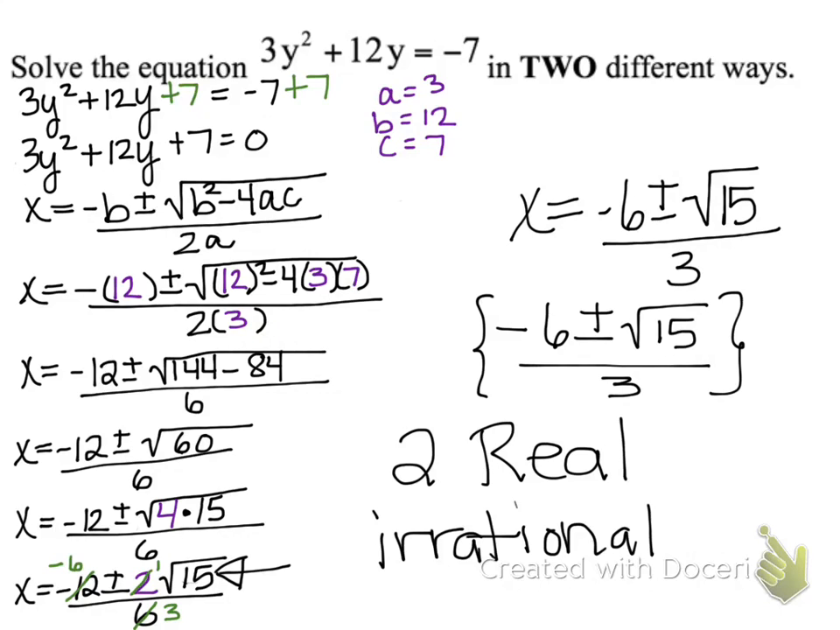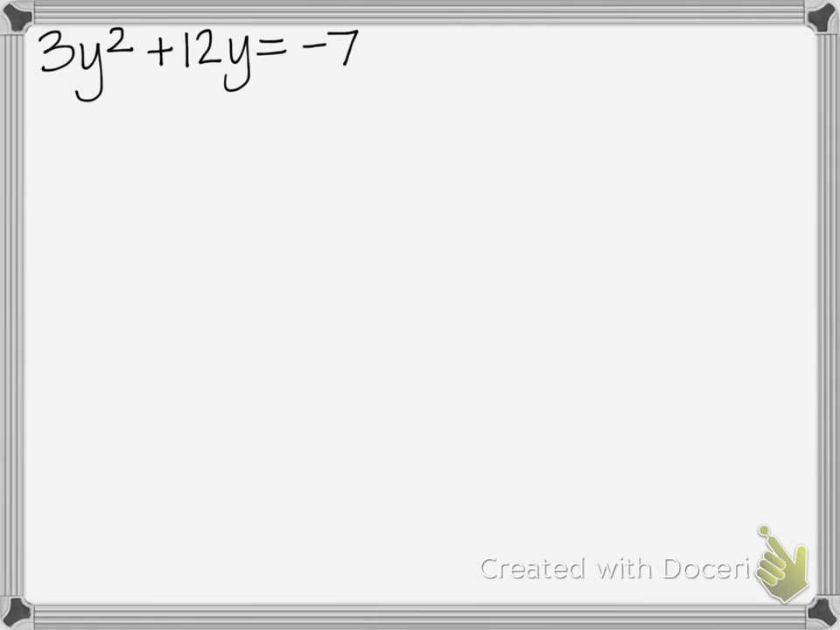All right, so now I have that answer. I want to solve this equation in one more way, just to verify, in fact, that I do have the correct answer. Now, the fact that I got irrational solutions on the other side means that this is not factorable.